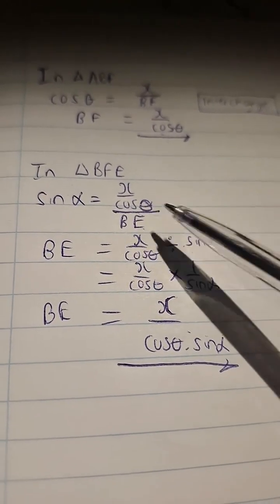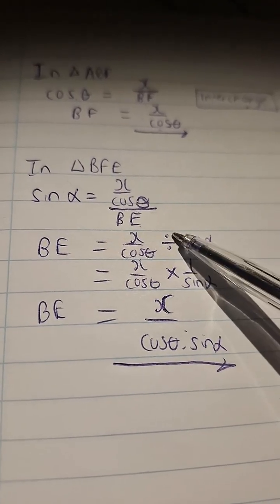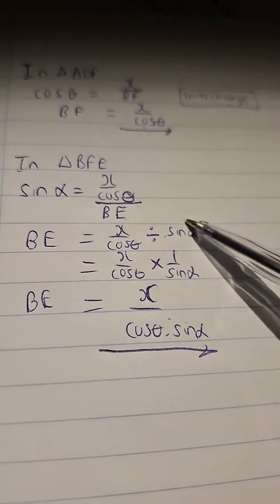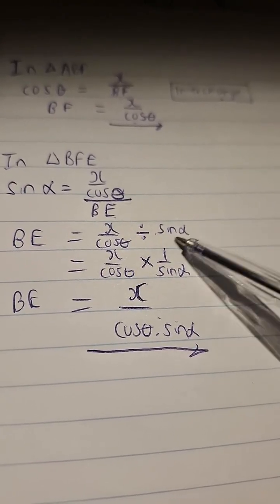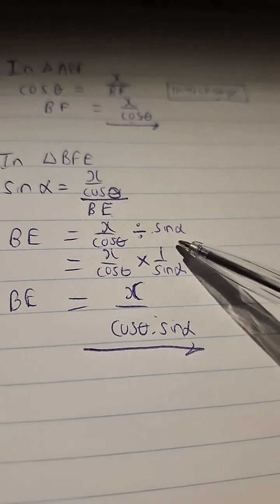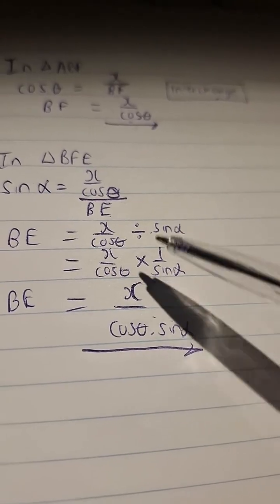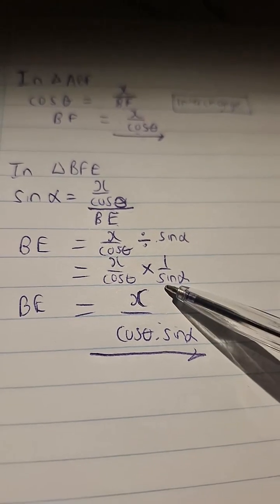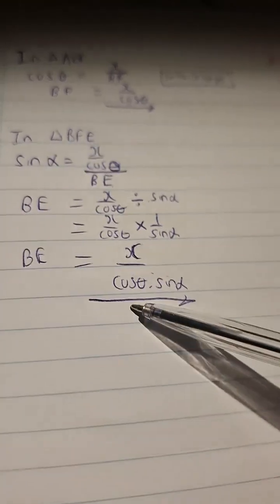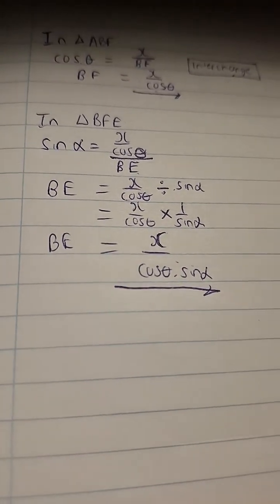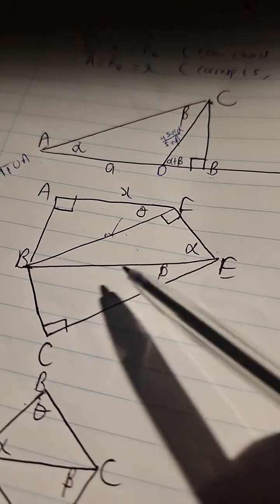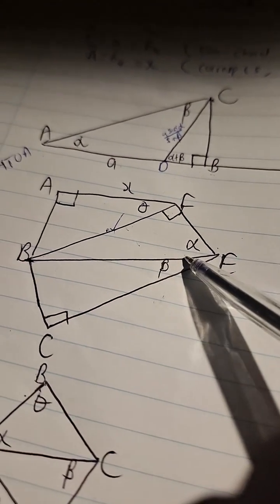I'm going to be dividing by sine alpha, but I just write divided by sine alpha. Change the divide to multiply, and you know what happens to a fraction when there's division. You can change the divide to multiply, then write the reciprocal, 1 over sine alpha. Then we do the multiplication. X times 1 is x, cos theta times sine alpha is cos theta times sine alpha. That is BE. We are close to the finish. We now know what BE is.